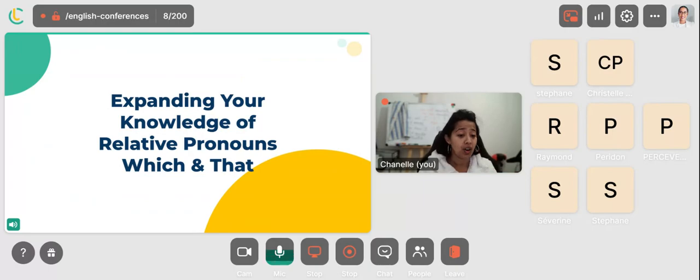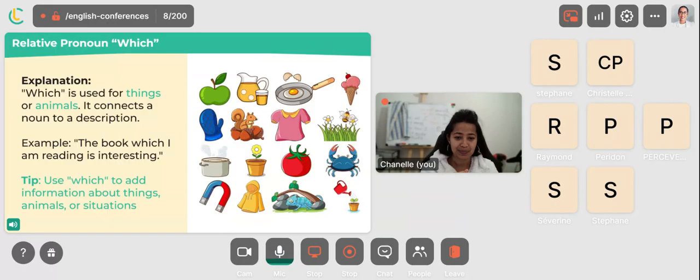Expanding your knowledge of relative pronouns which and that. Which is used for things and animals. It connects a noun to a description. For example, the book which I am reading is interesting. A useful tip is use which to add information about things, animals, and situations.